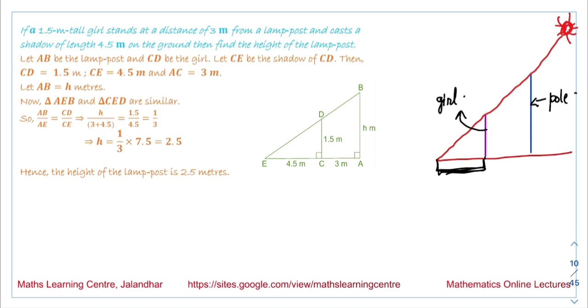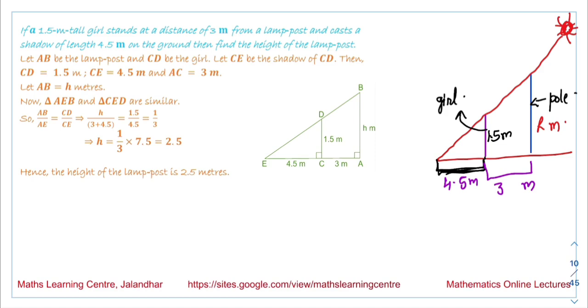Now the height of the girl is given to be 1.5 meter, and the height of the pole is to be calculated. So suppose the height of the pole is h meter. The distance of the girl from the pole is given as 3.5 meter, and the girl casts a shadow of 4.5 meter. So this is the situation given to us.